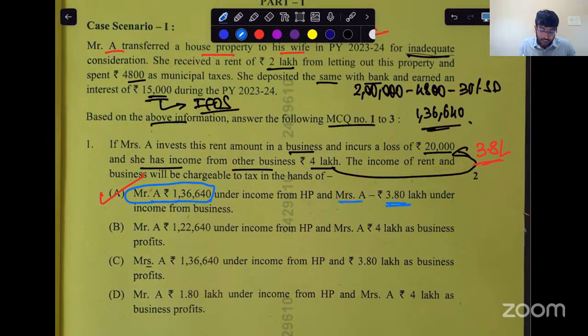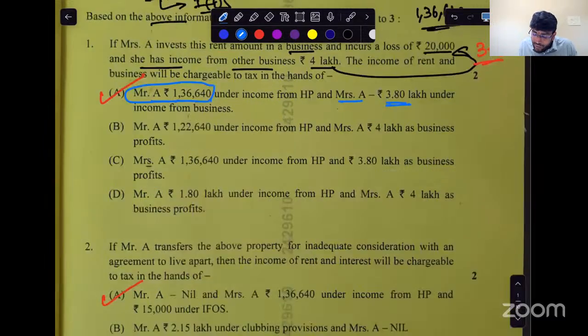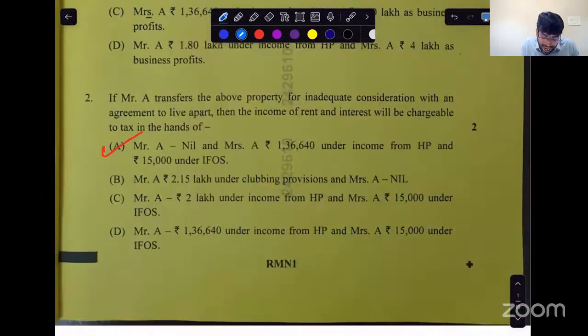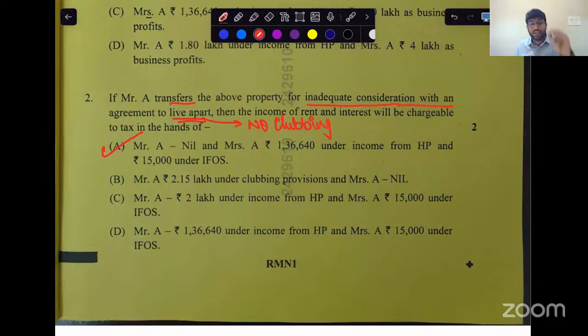Next, second point. If Mr. A transfers the above property for inadequate consideration with an agreement to live apart. If it is an agreement to live apart, my straight answer will be that the clubbing provision will not apply. In other words, section 27 will not apply. What is section 27? Section 27 deals with the concept of deemed owner. That concept will not apply.